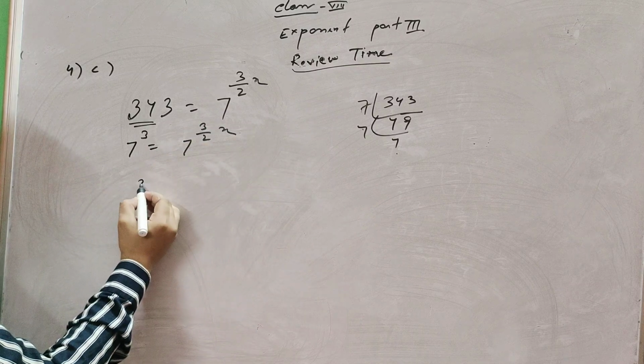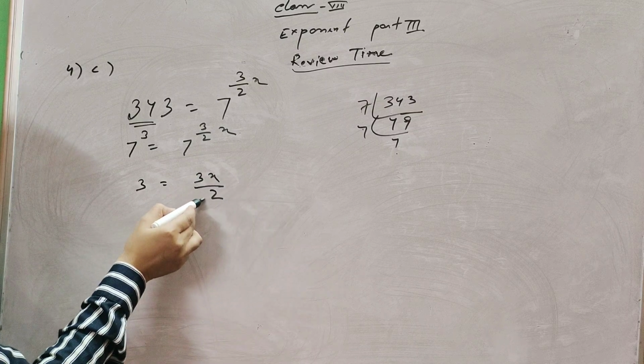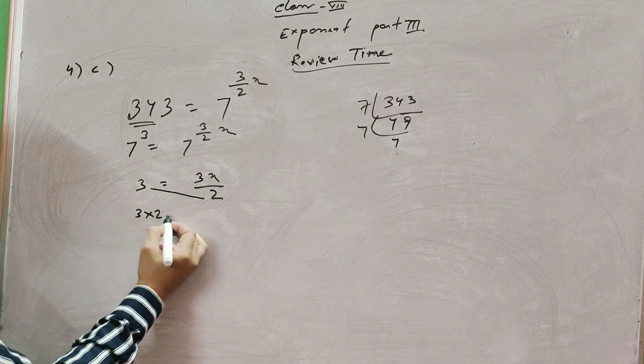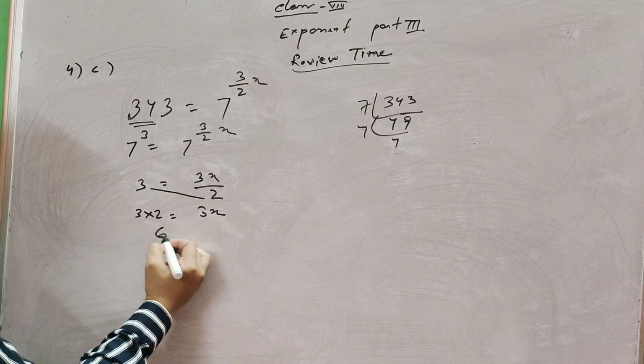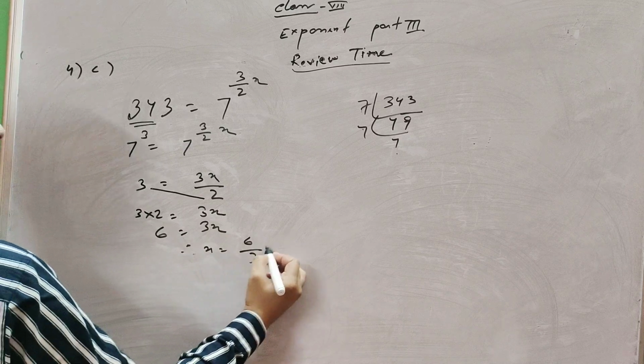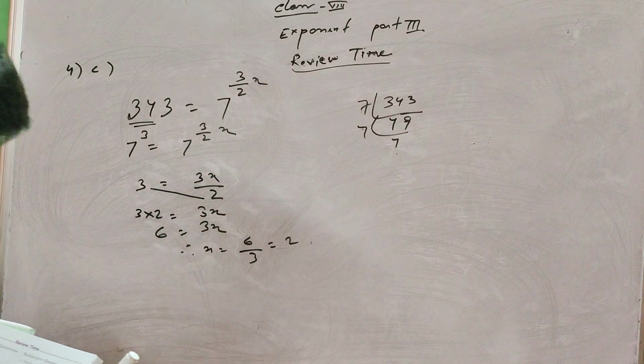7 cut it down, getting 3 equals to 3x upon 2. These two areas, in division, when they come across this line, they get multiplied. So 3 into 2 equals to 3x. So 6 equals to 3x. Therefore x equals to 6 upon 3 equals to 2. Clear? Note.